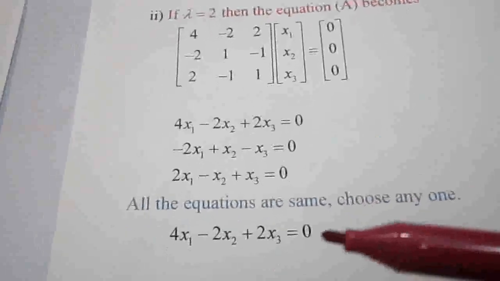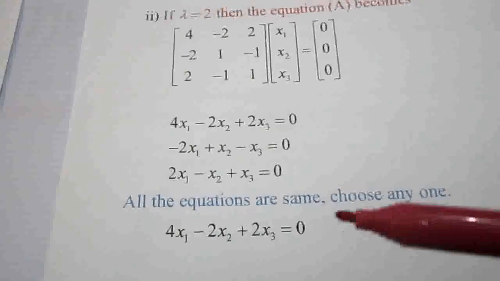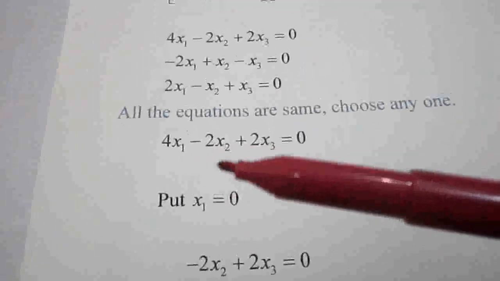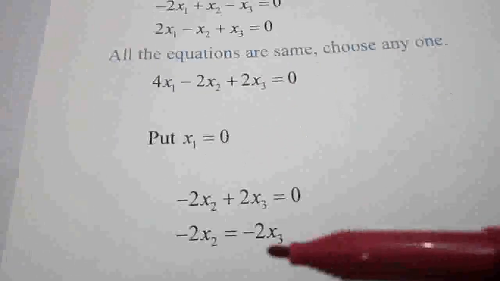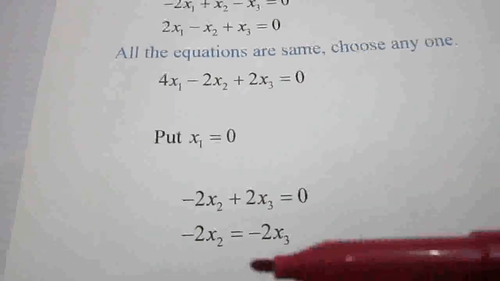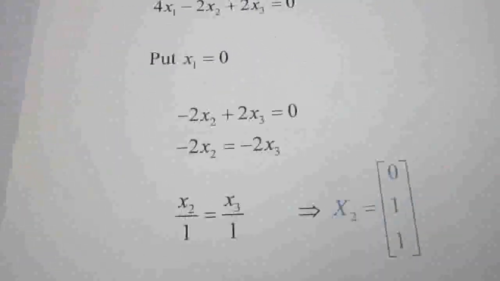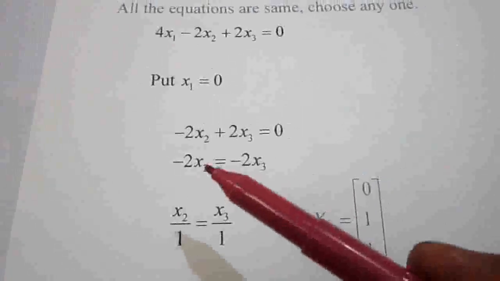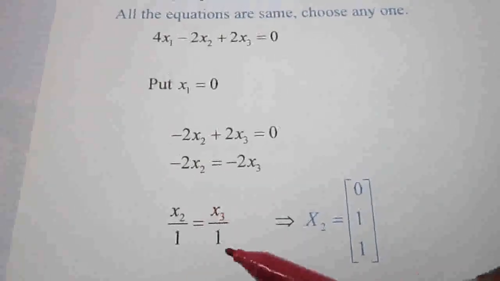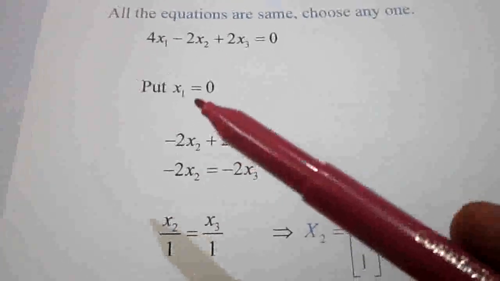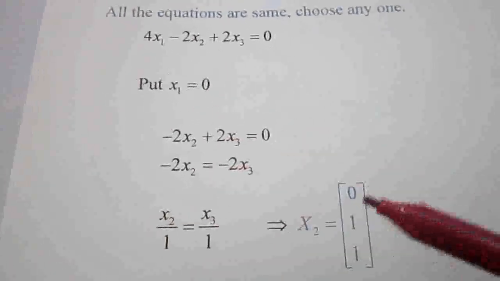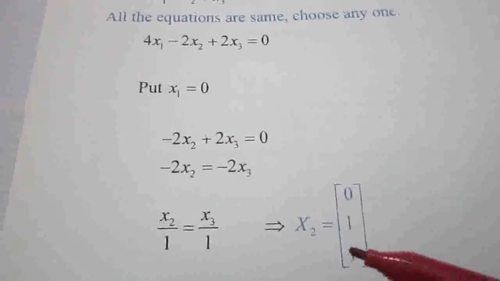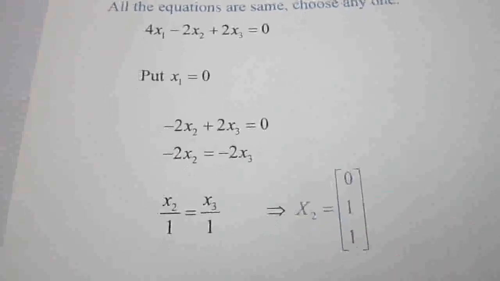To find the eigenvector from the one equation, put x1 equal to 0. If you put x1 equal to 0, the remaining is minus 2x2 plus 2x3. Now take plus 2x3 to the right hand side, minus 2x3. The minus signs cancel, the 2 also cancels. So x2 equal to x3. Taking common, x2 by 1, x3 by 1. We already assumed that x1 equal to 0. So 0, 1, 1 is the second eigenvector for lambda equal to 2.